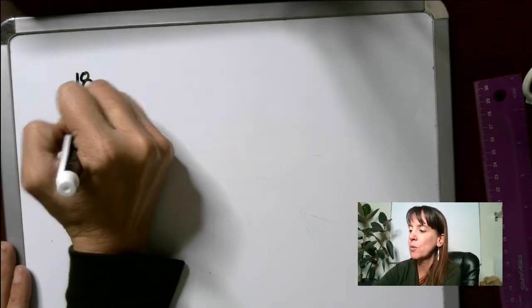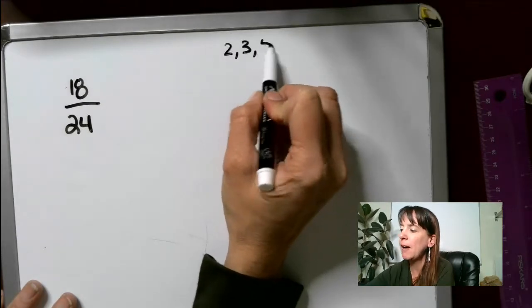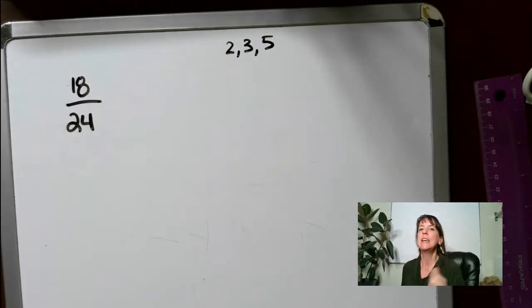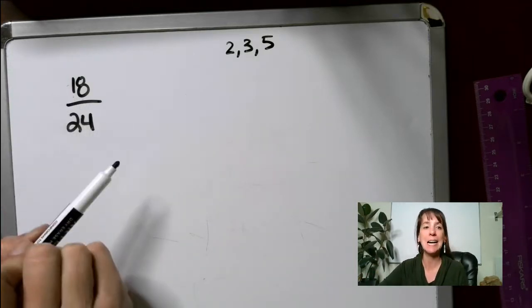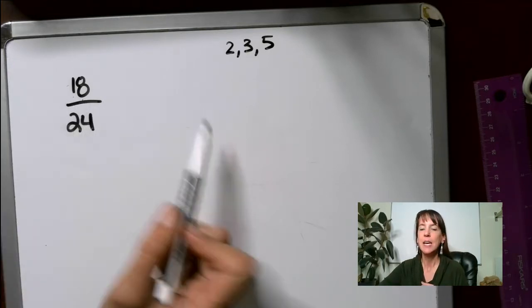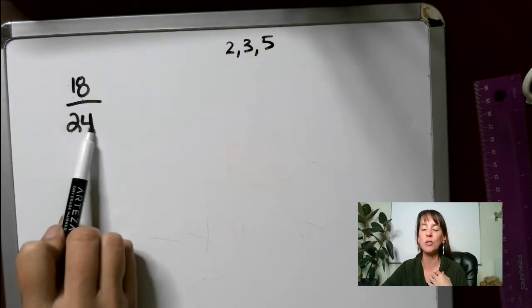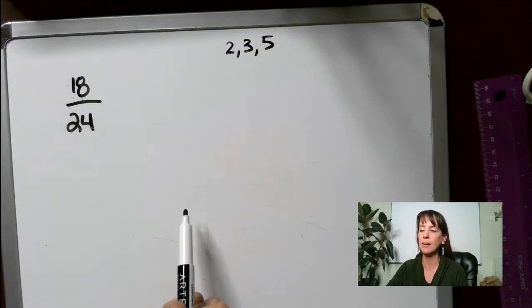18 over 24. I want you to ask yourself, does 2, 3, or 5 go into those numbers? Now, a friendly reminder, in order to find out if 3 or 9 goes into a number, we add the digits together. 8 plus 1 is 9. Does 3 go into 9? Yes. 3 is also going to go into 18. 4 plus 2 is 6. Does 3 go into 6? Then 3 is also going to go into this number, okay? So that's one way to think of it.